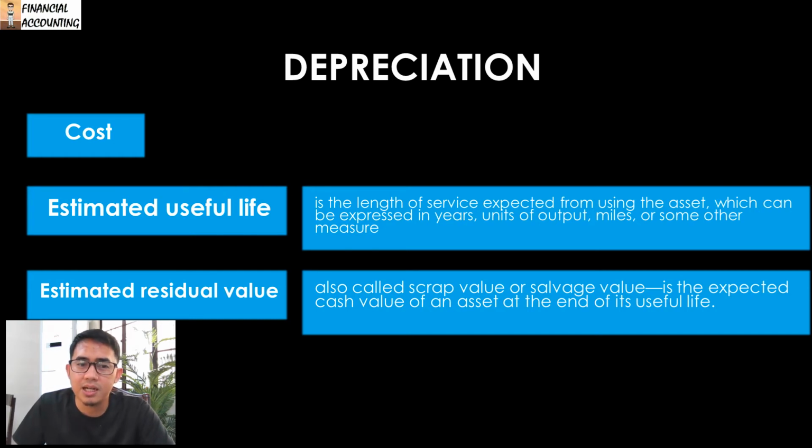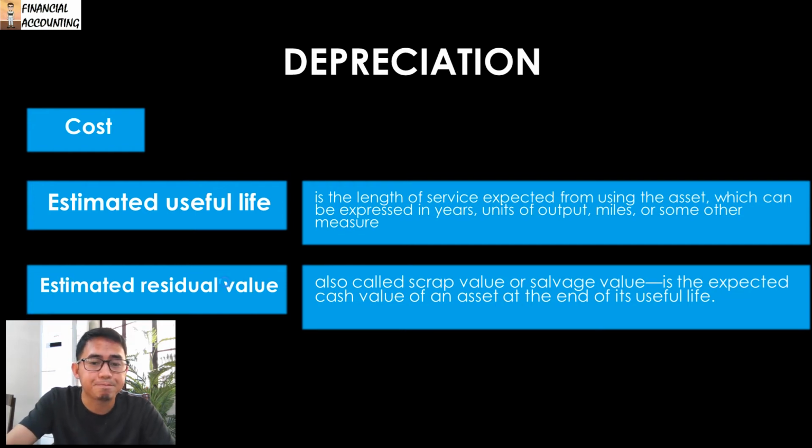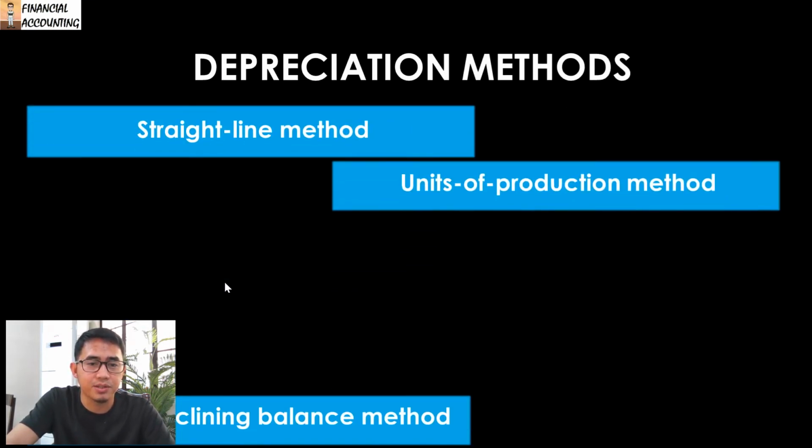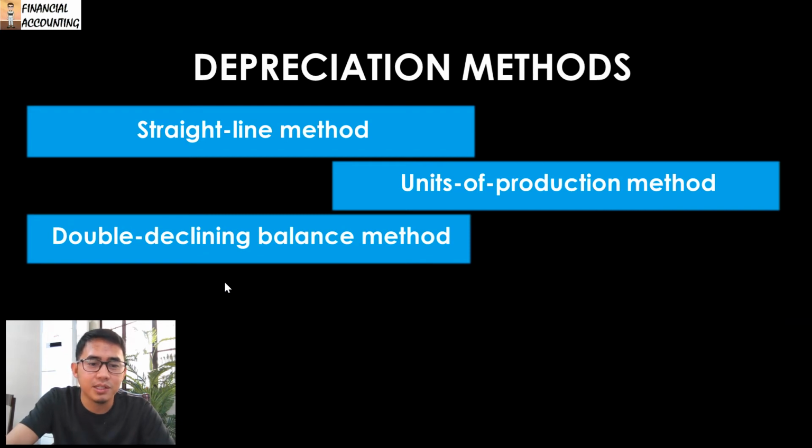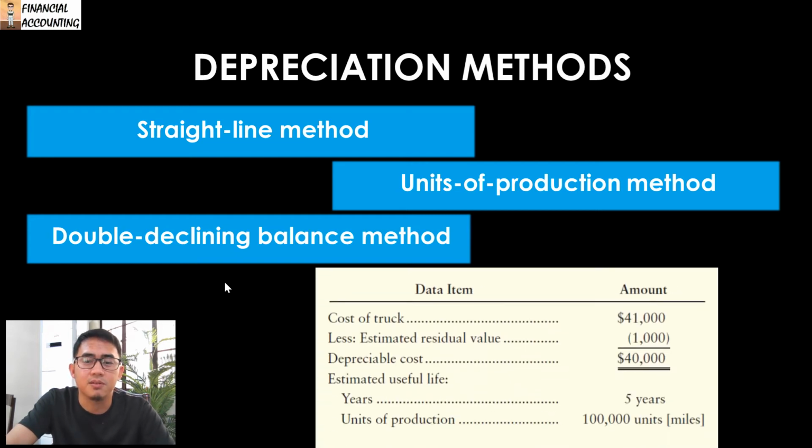Cost here is the only figure that is exact, because that is the actual amount when you purchased or constructed the asset. But the two values here, the estimated useful life and the estimated residual value, are not exact. They are just estimated. So we have here the depreciation methods. First is the straight line method, meaning you will just use the number of years. Second is the units of production method, which will use the number of units of production, and third is the double declining balance method. We will discuss them one by one.